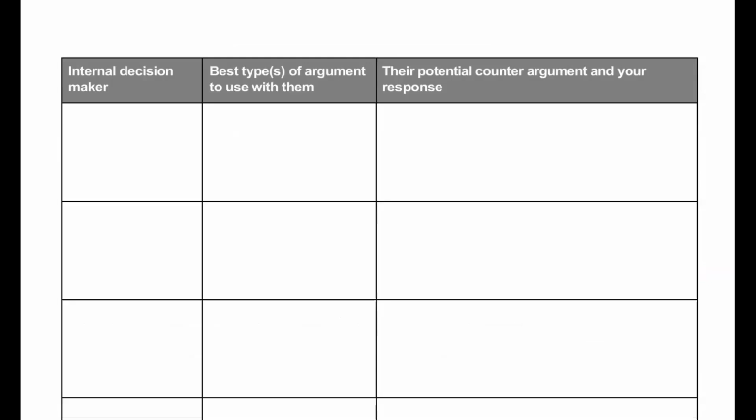So this is just a chart that helps lay that out. Who is the decision maker? What's the best type of argument? And then what is the potential counter argument that they might make, so that you can anticipate some pushback coming from them and try to overcome that.